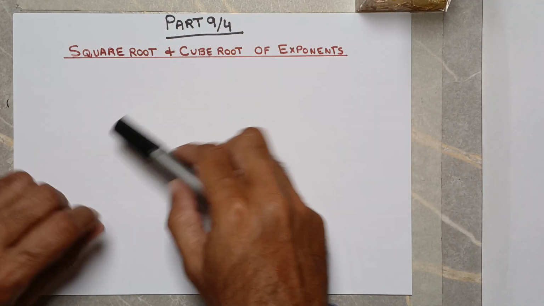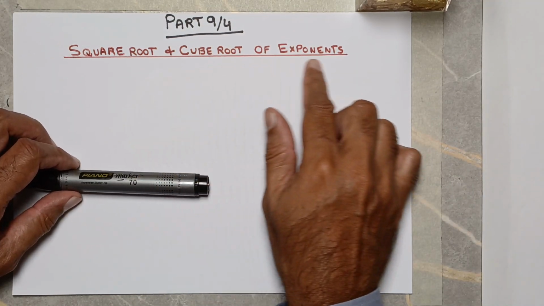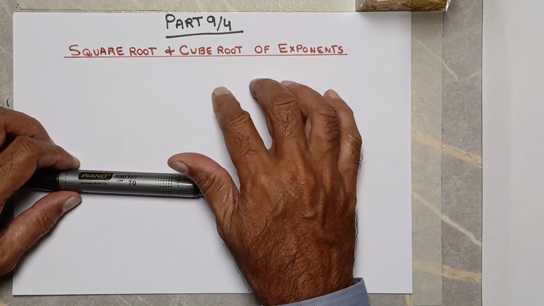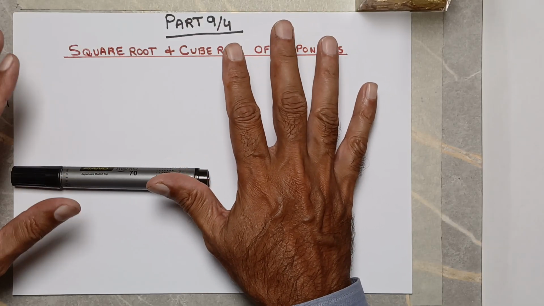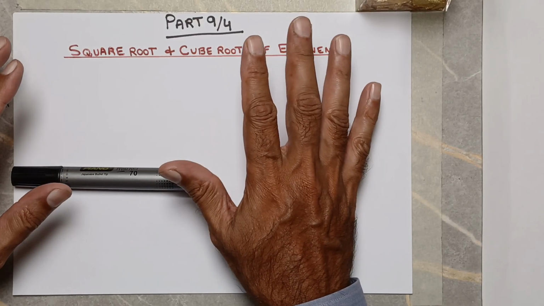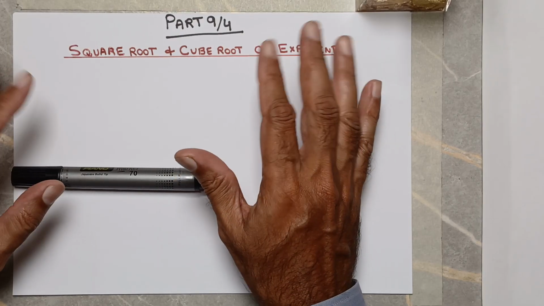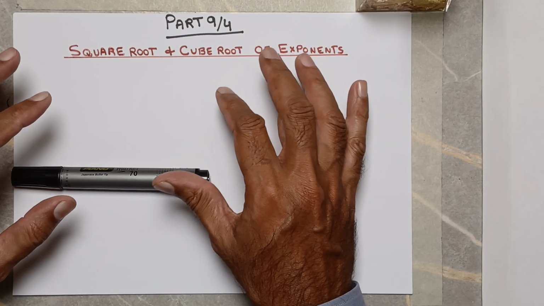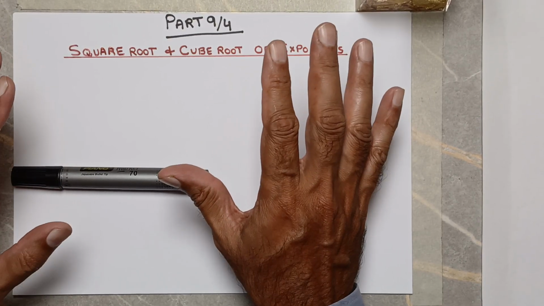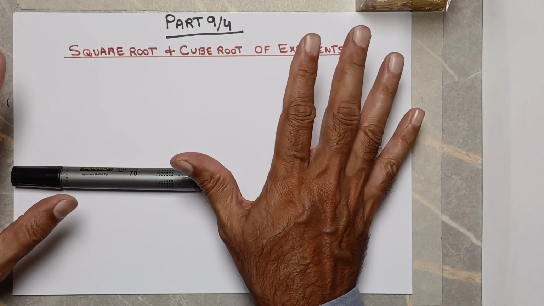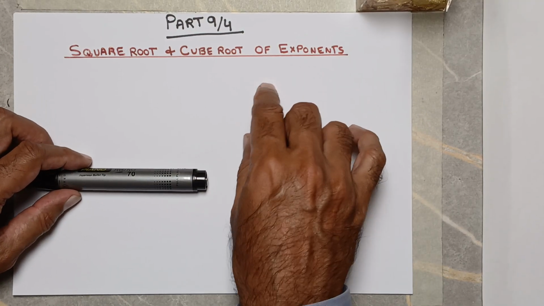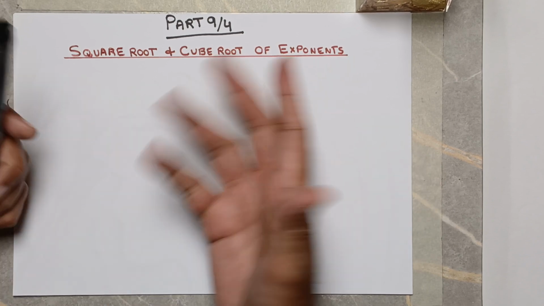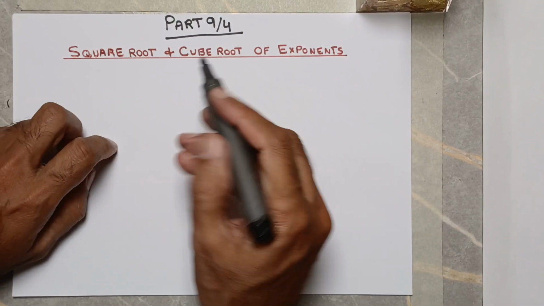Today is part 9/4: square root and cube root of exponents. Today's lesson is mostly for students of mathematics, physics and chemistry. Regarding chemistry, you can study it without mathematics, but the depth of your chemistry comprehension is really linked to your math skills. So please do not skip these topics, and the practical exercises will enhance your expertise in solving problems related to exponents. So let's begin without wasting any more time.